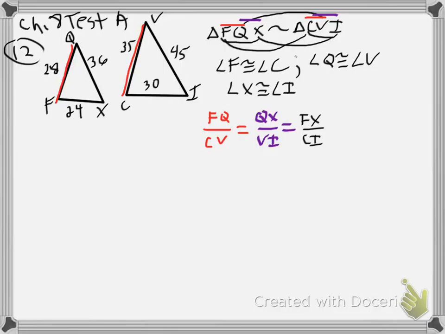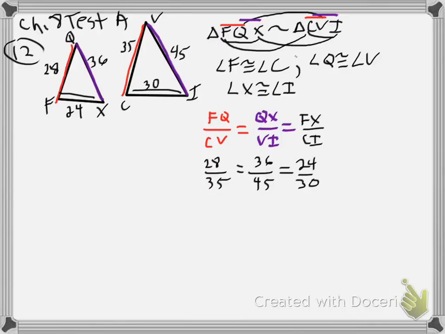If you check it right here, oh, I forgot to label the purple sides, Q and X. It's right there with V and I. And then the black ones are right there and right there. So we just have to put our numbers in. So we get 28 over 35 equals 36 over 45, which equals 24 out of 30.